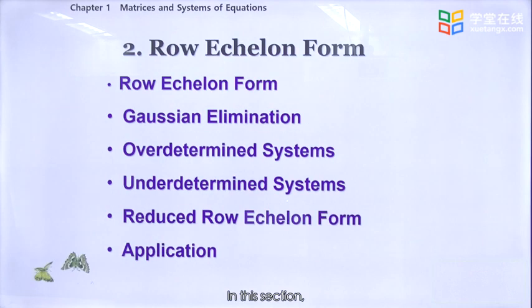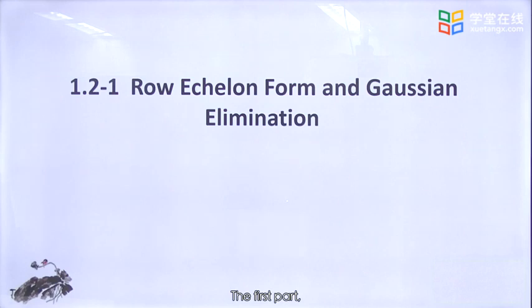In this section, we will learn about what is row echelon form and Gaussian elimination, and also overdetermined and underdetermined systems. And also we will consider reduced row echelon form and also application. The first part, we consider what is row echelon form and what is Gaussian elimination.